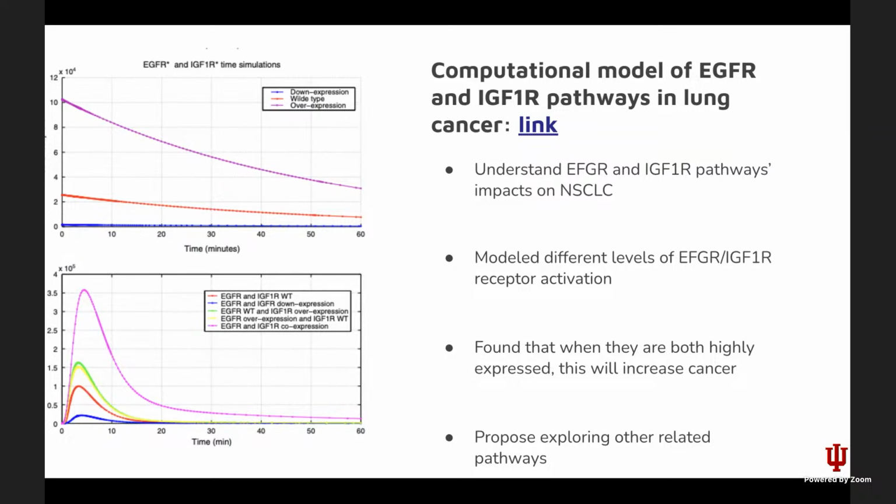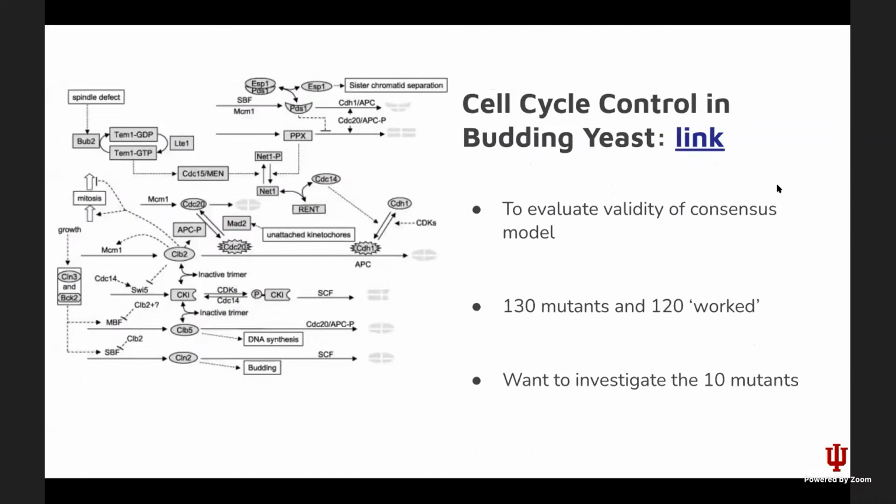They found that when both of them are expressed, cancer is more likely because of the ERK pathway increase in activation. I think those are the right terminologies. I'm not sure. But I want to further explore other related pathways and see their impacts on cancer. But this paper I was interested in, but it's not my favorite.